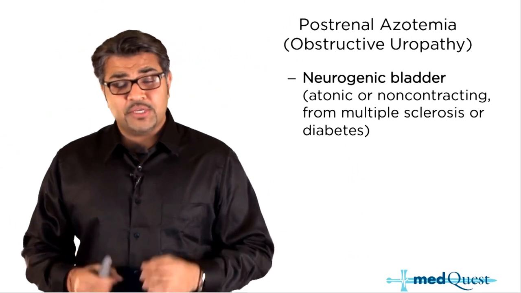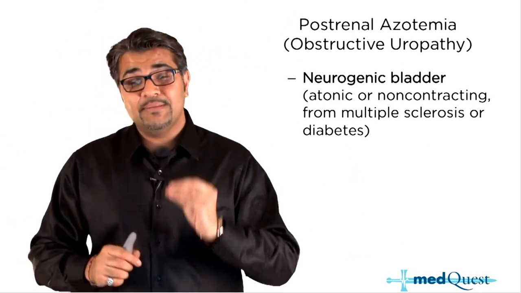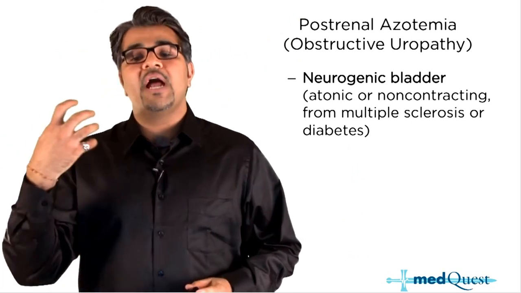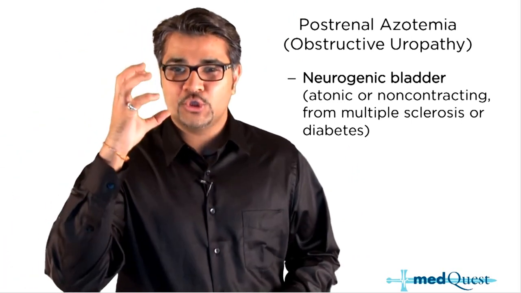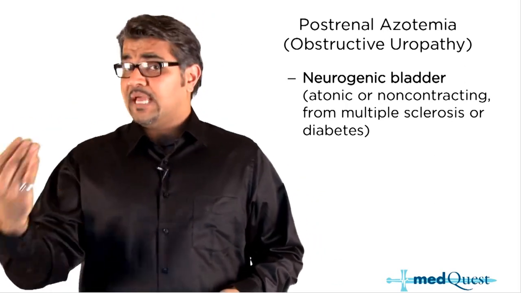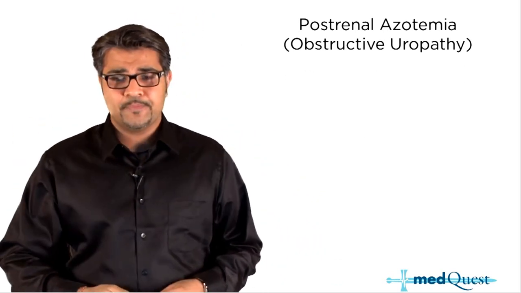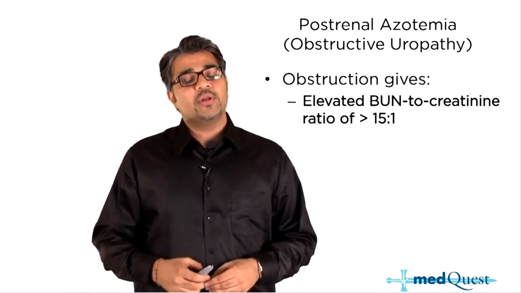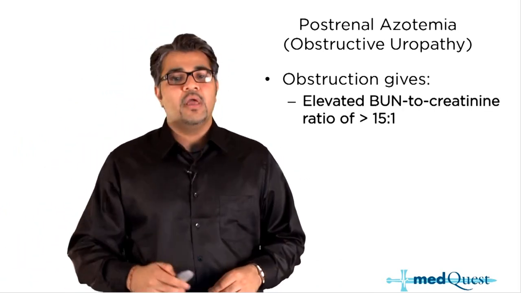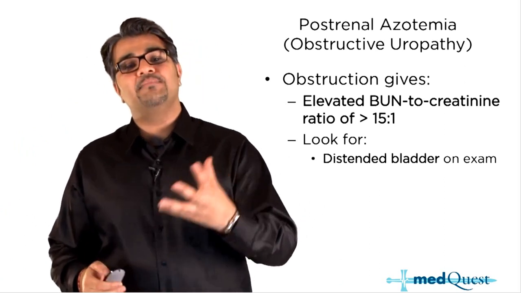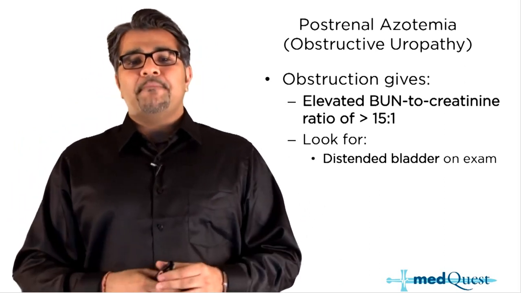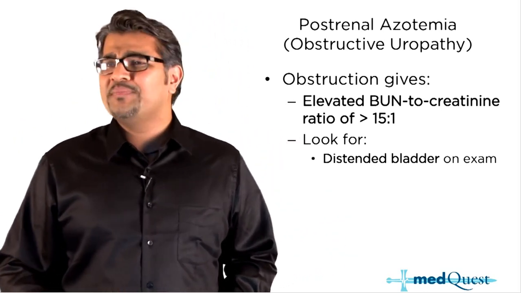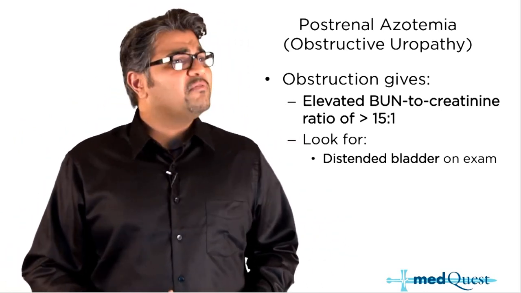Neurogenic bladder. Now, many people forget, neurogenic bladder can be a cause of post-renal azotemia. Neurogenic bladder is an atonic or non-contracting bladder. It doesn't squeeze out the urine, and this can be from diabetes and multiple sclerosis. How do you diagnose it? Well, post-renal azotemia is going to give you a BUN creatinine ratio greater than 15:1, but you also want to look for distended bladder on exam. You're going to feel a fluctuant mass over their suprapubic region, and when you press down, the patient says, Doc, that really, really hurts.